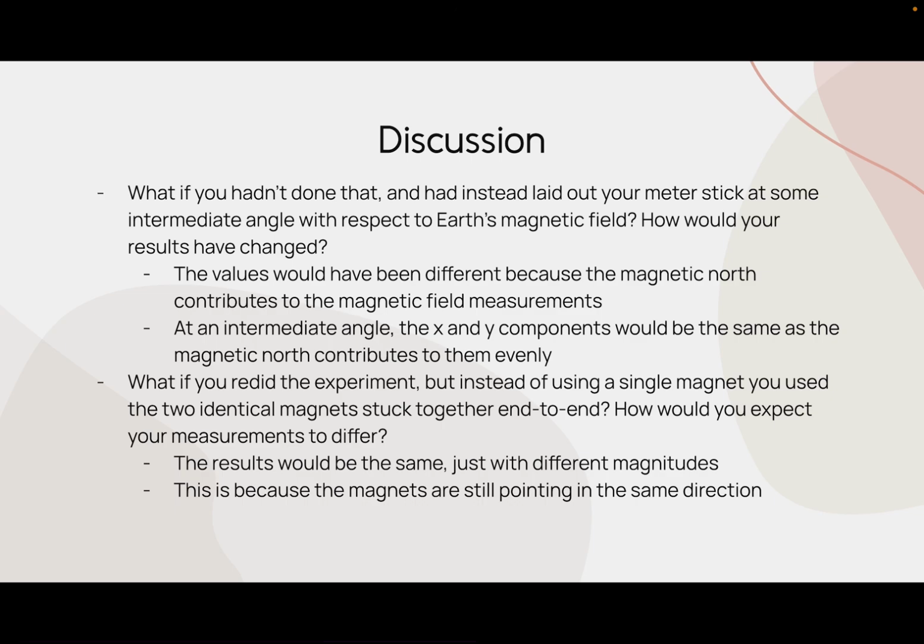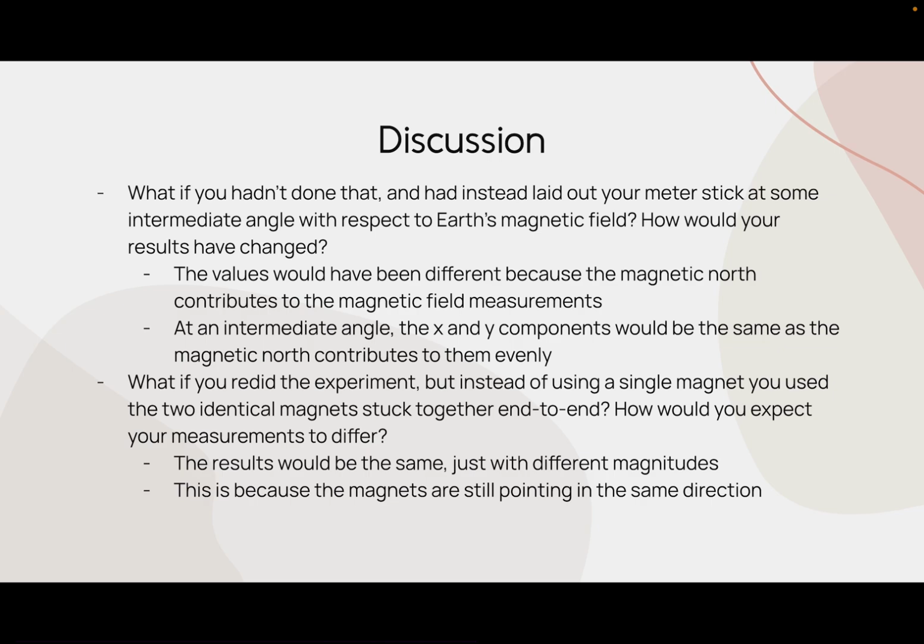If we hadn't oriented the magnetic north at north and had laid the meter stick out at some intermediate angle with respect to Earth's magnetic field, the values would have been completely different because the magnetic north contributes to the magnetic field measurements. If it was put at an intermediate angle, the x and y components would be the same because the magnetic north would contribute to both of them evenly.